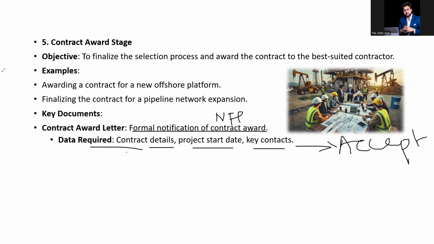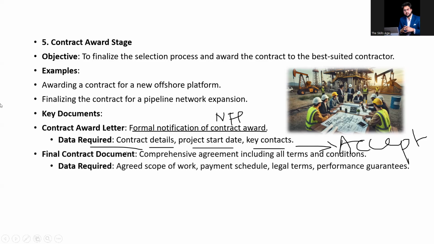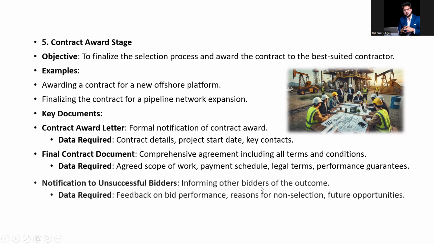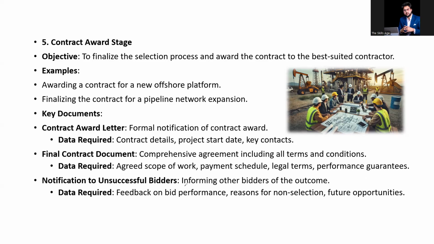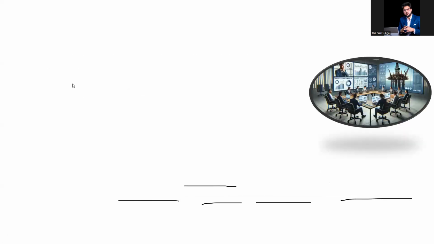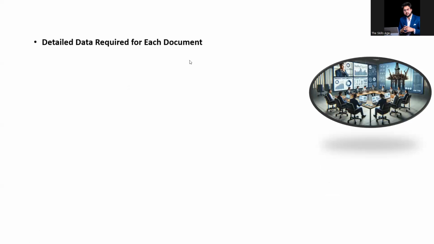Okay, and then final contract document, you are going to sign that document: payment schedule, legal terms, performance guarantee, agreed bank guarantee, and all that. Okay, so then you have a notification to unsuccessful bidders that sorry guys, this time we are not going to. Okay, so feedback of bid performance, reason for non-selection, future opportunities. So that's how we are going to complete this bidding process. And here we are, detailed data required for each document.